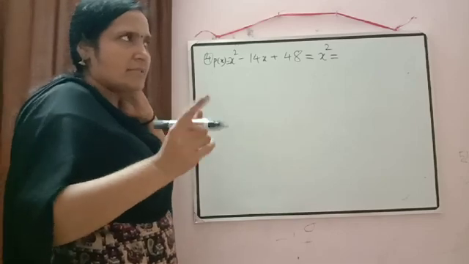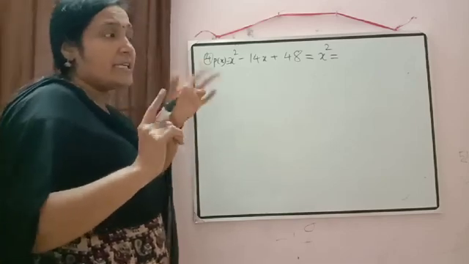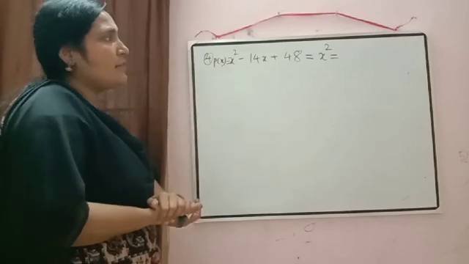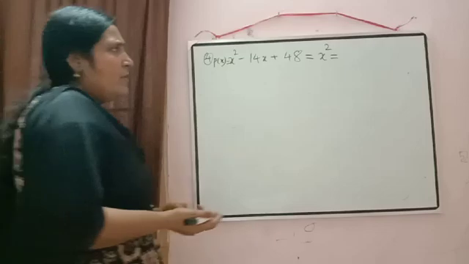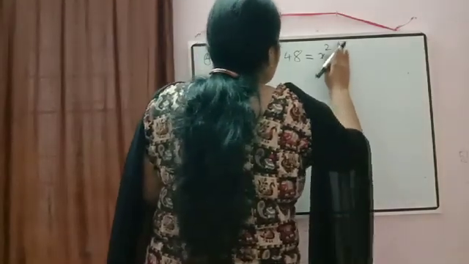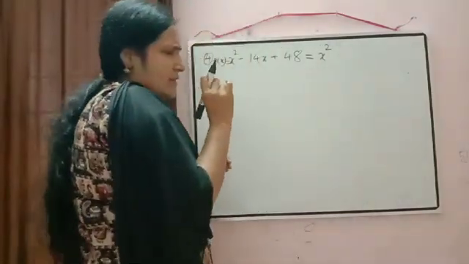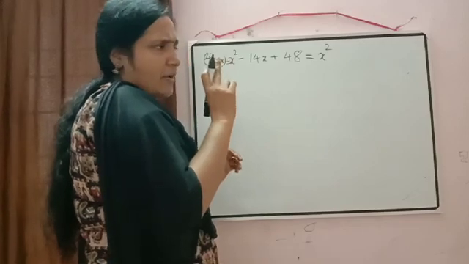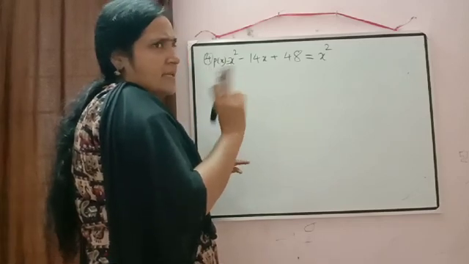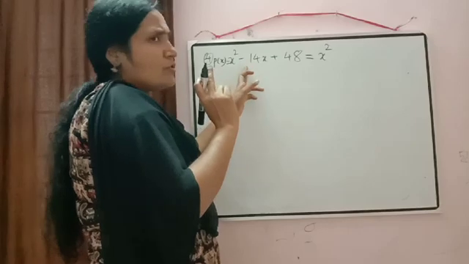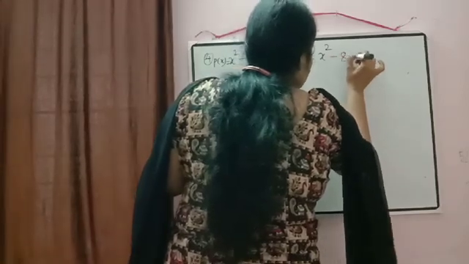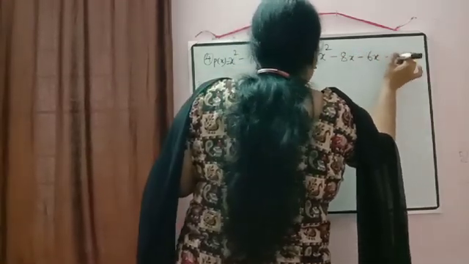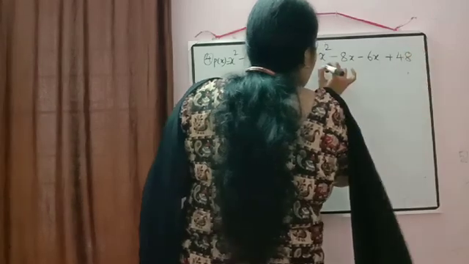If both the numbers are negative, you have to check the addition of which two numbers will give you 14, and their multiplication should be equal to 48. Which two numbers will it be? Yes, 8 sixes are 48 and 8 plus 6 is 14. And we said both should be negative, so we'll take minus 8 and minus 6. So minus 14x can be written as minus 8x minus 6x plus 48 as it is.